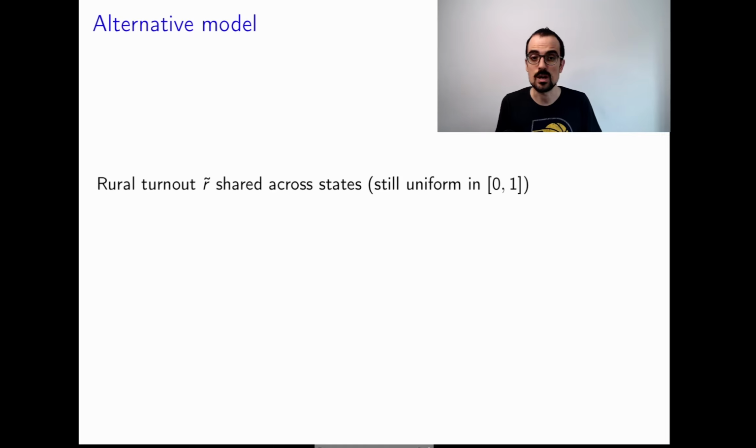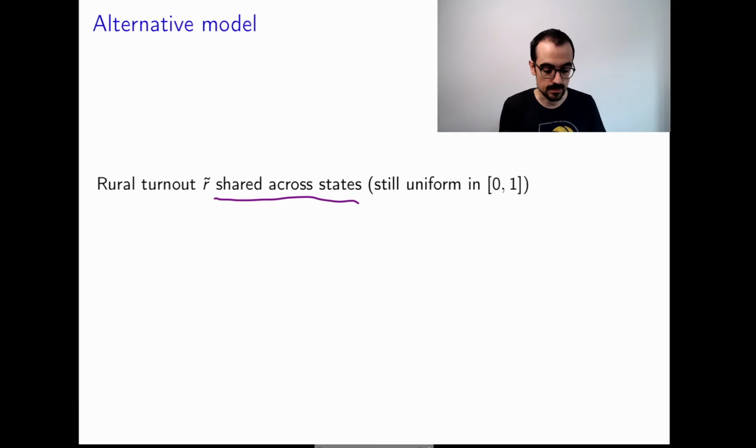Or the other way around, right? Like the urban voters suddenly don't go out to vote because they read something in the newspaper or something like that. So in order to model that, let's take a look at an alternative model where we have a rural turnout that is shared across all states. Of course, in practice, you would not share it across all states. You would try to determine dependencies between states that are similar in some ways, but we're going to go with this.